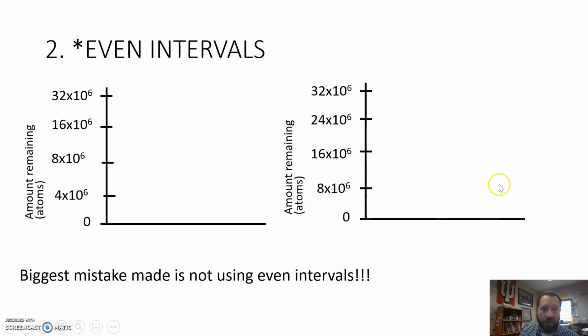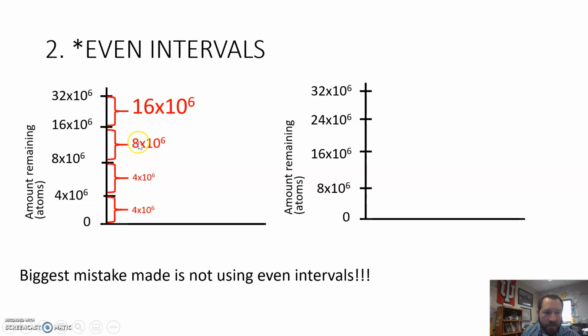Special quick note here on even intervals. This is the biggest mistake, and it's the most often made mistake during graphing half-lives. People just look at their data column and they just plot the numbers that they see. The problem with that is they don't have equal intervals. So you can see that here. We start by going down by 16. This interval here is the same exact size. See, it's just as much space on the graph, but now we're only going down by 8. And once again, we have the same exact space on the graph, but it's only worth 4.